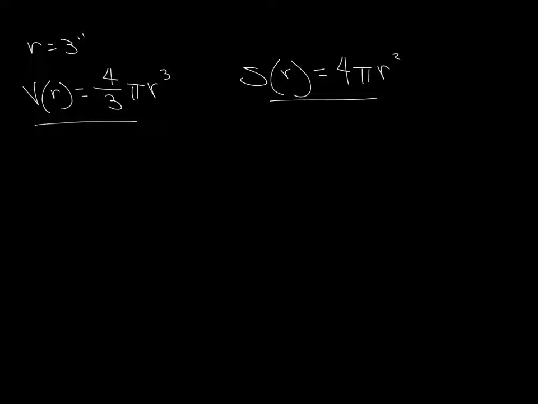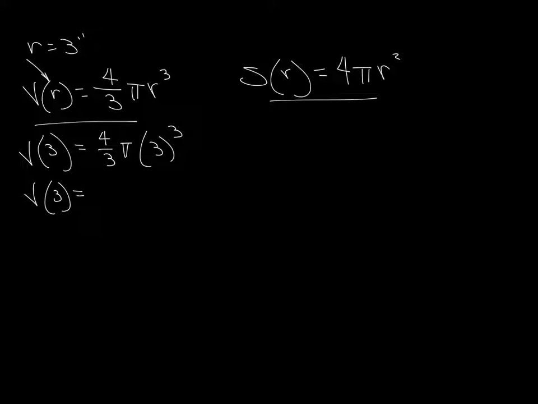In order to find the volume, instead of r right here, we're going to put a 3 in there. And then whenever we see an r, we're going to put a 3. Okay, so volume, the radius 3, is 4/3 pi times 27. 3 times 3 is 9, times 3 is 27. Then we can go ahead and cancel that with that. And we get the volume when we have a 3-inch balloon as 4 times 9 is 36 pi.